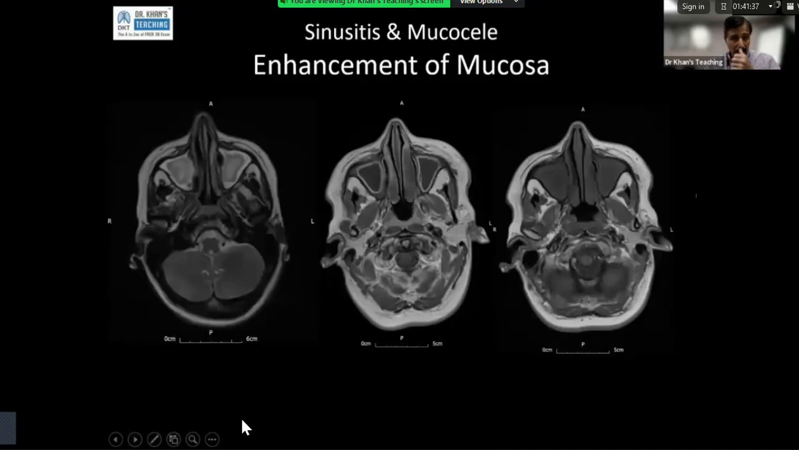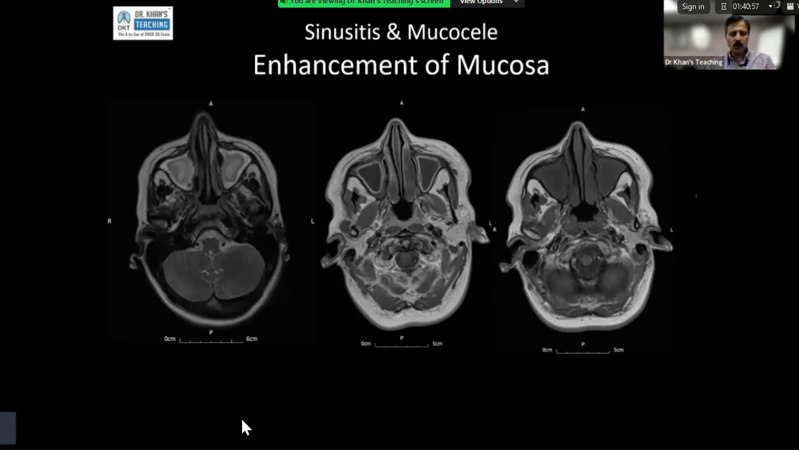Now, a few things on the role of contrast in sinus diseases. When you see opacification of the sinus on a CT scan, on an MR it might be due to mucosal thickening, or what we call polypoidal mucosal thickening, or it might be because of two things. One is mucosal thickening, and the second thing is fluid. Basically, what has happened is that the ostium is blocked, so there is fluid also.